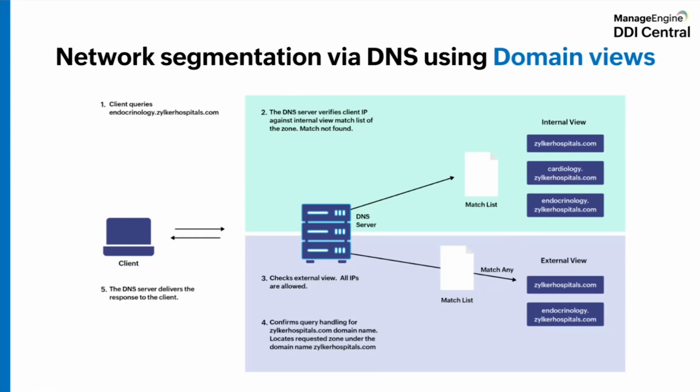If the match is not found, it shifts its focus to the external view, where it finds that there is no restrictions here for any IP. So it searches under this domain name and locates this particular zone that the client requested. On locating this particular zone under the domain name zilkahospitals.com, it confirms the query handling for zilkahospitals.com and delivers the response from the external view back to the client. So this is how the domain views work.